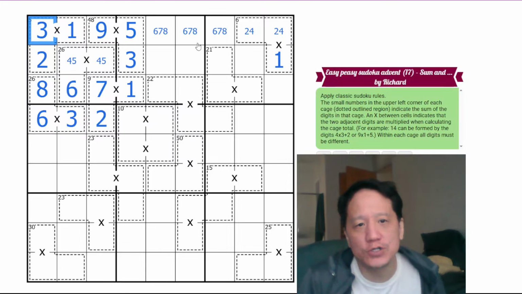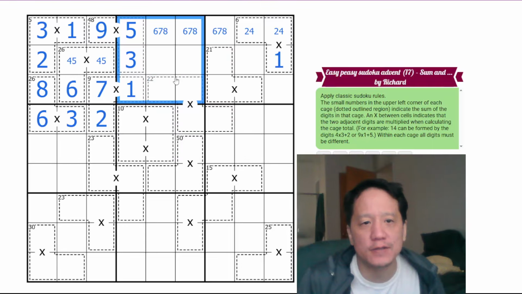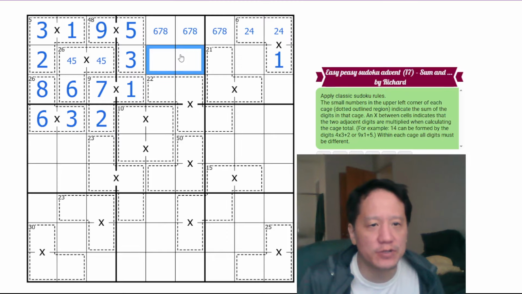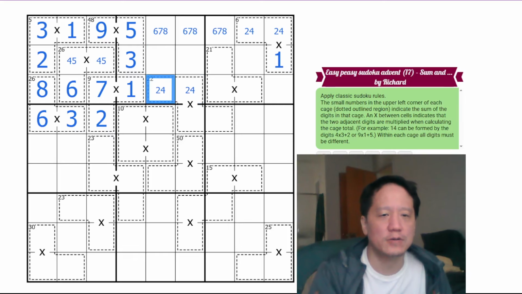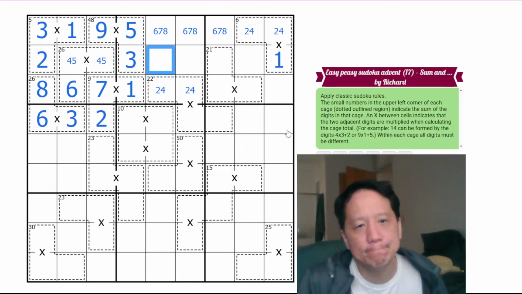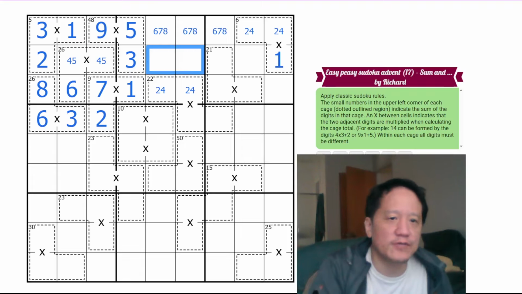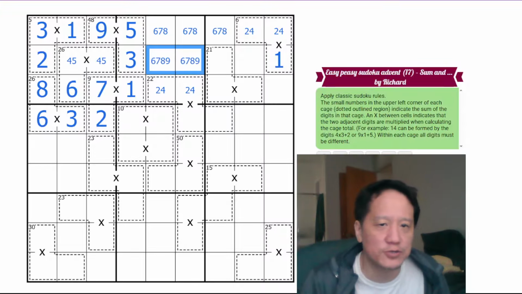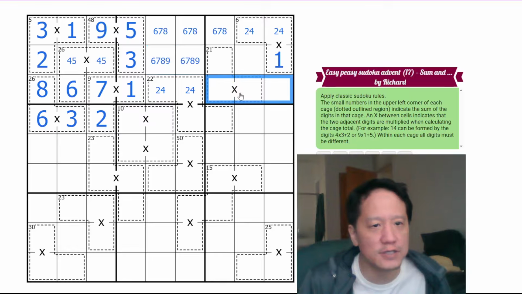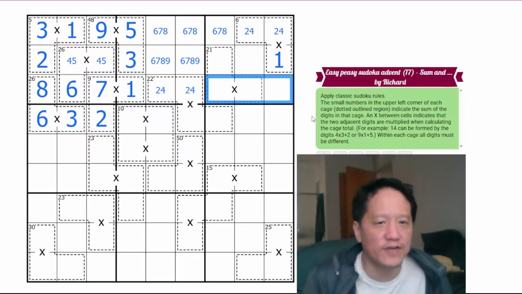Where are 2 and 4 in this top central box? They cannot be here because of a 2, 4, 5 triplet in the row. It can't be here because of the 2, 4 pair in the row. This is 1, so this has to be a 2, 4 pair here. Remaining digits here have to be 6, 7, 8, or 9 in this upper central box. Remaining digits in row 3 have to be 3, 5, or 9.